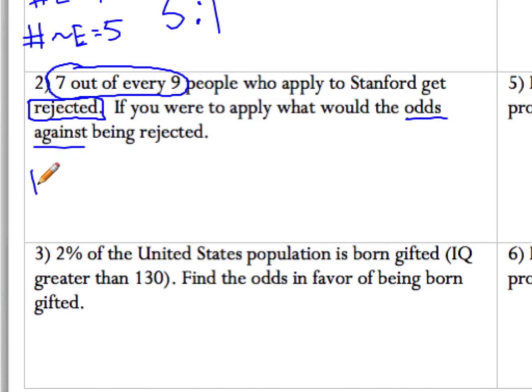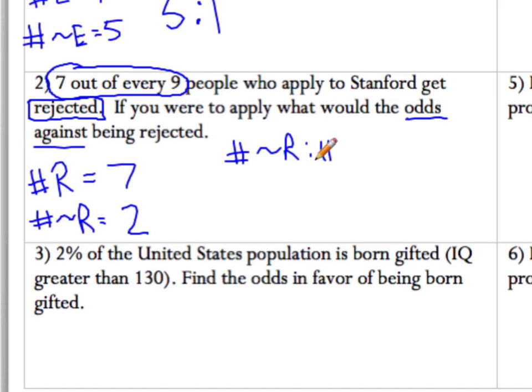So we need to figure out the number of the event, which in this case is being rejected. So I'm just going to change that to the number of rejected, and we also need the number of not rejected. So how many people were rejected? Well, 7 out of 9. So 7 people were rejected, which leaves how many people not rejected? Well, if there were a total of 9 people, there would have to be 2 people that were not rejected. Now if we're looking for odds against, we want the number of not rejected to the number of rejected. So in this case, this would be 2 to 7.